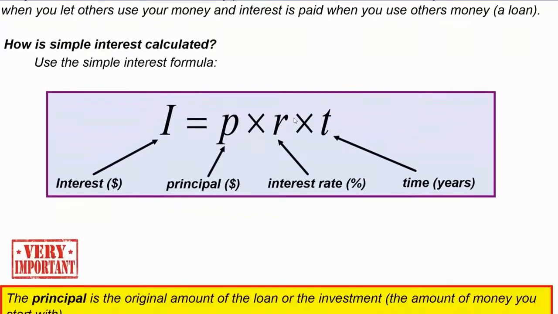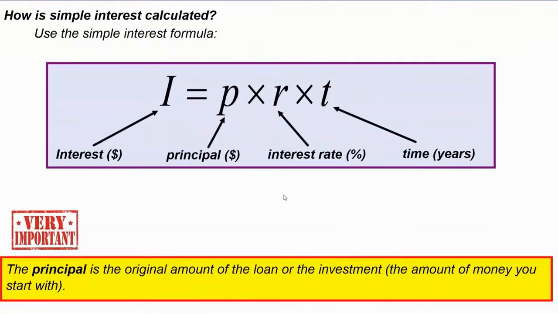And how is simple interest calculated? Well, there's a formula for it, and this is the formula right here: I equals P times R times T, and each part of this formula is explained. The I stands for the interest. This is the amount of money that you're going to earn or have to pay for the use of money, or for letting somebody else use your money.